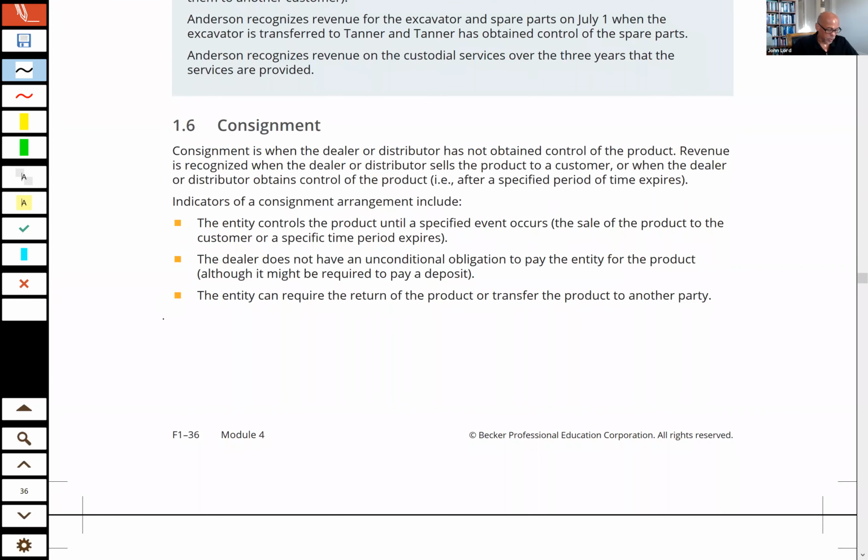Okay, good. Let's come over and take a look at consignment. What happens here? Let's say after you pass the 4 parts of the CPA exam, you decide you're going to write a book about your experience, and you write a book entitled Mothers Don't Let Your Children Grow Up to Be CPAs. Now, what happens?